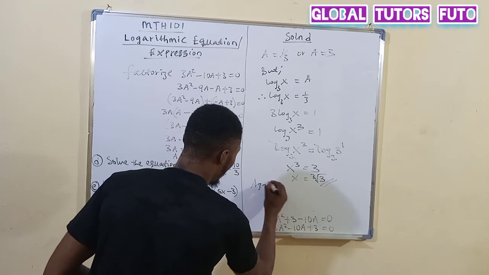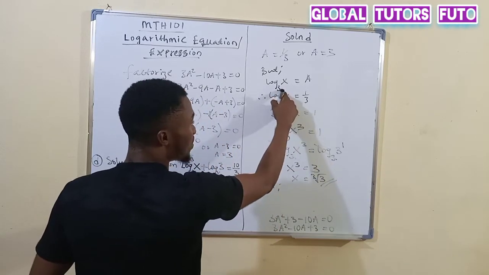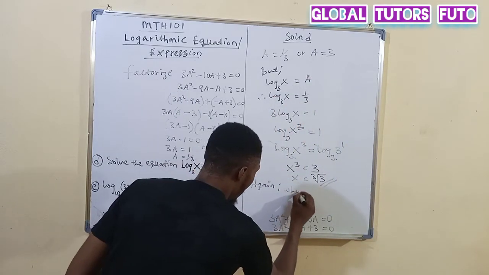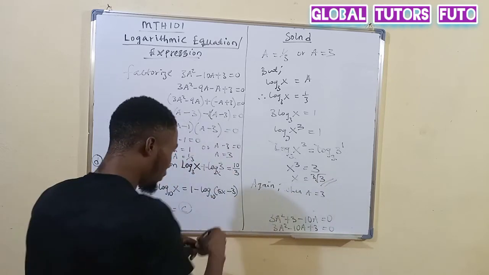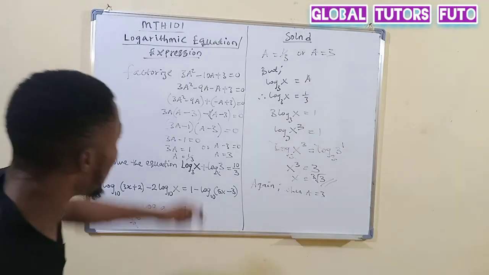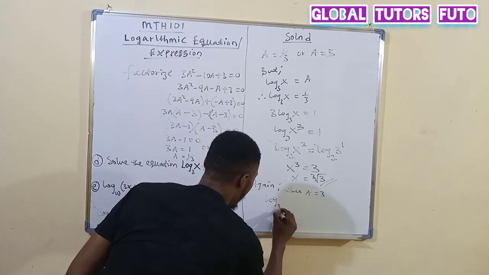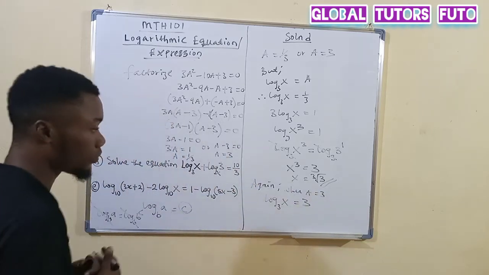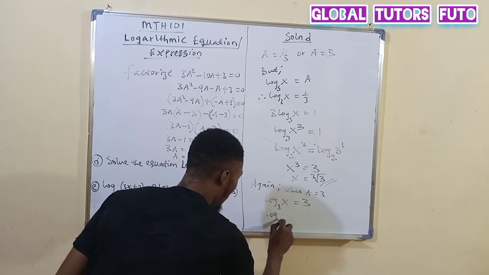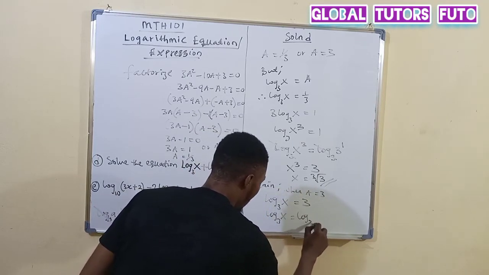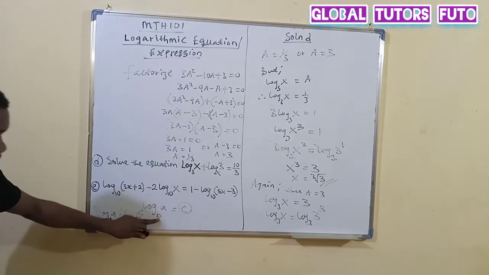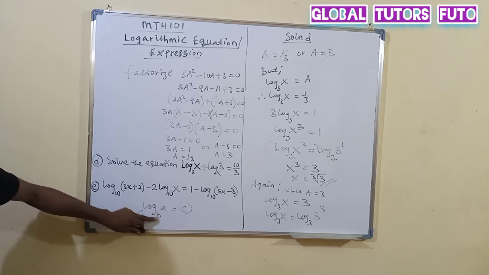So lastly, again, log base 3 of x is equal to a. So when a is equal to 3, what are we going to have as our x? Because we are looking for the values of x. Okay, so now we have that log base 3 of x is equal to 3. So here we are going to have log base 3 of x is equal to log base 3 of 3 raised to power 3.